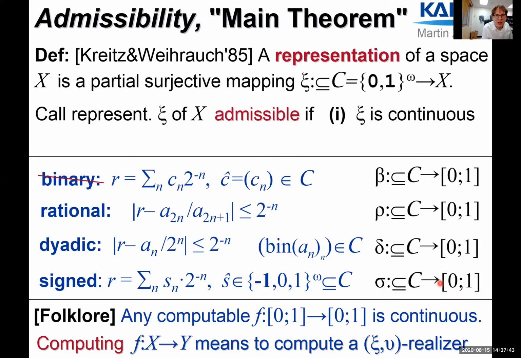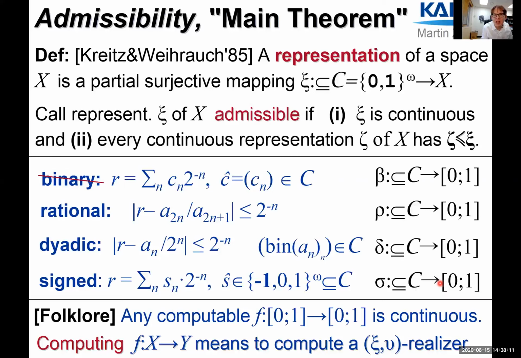That's reasonable, taking into account that any computable function on basic space already must be computable. So we want to keep closure under composition according to the commutativity diagram. And the second condition says that the representation must, in a sense, be maximal, must be universal among all continuous representations, among all that satisfy criterion 1. Namely, any other continuous representation zeta must admit a continuous reduction to xi.